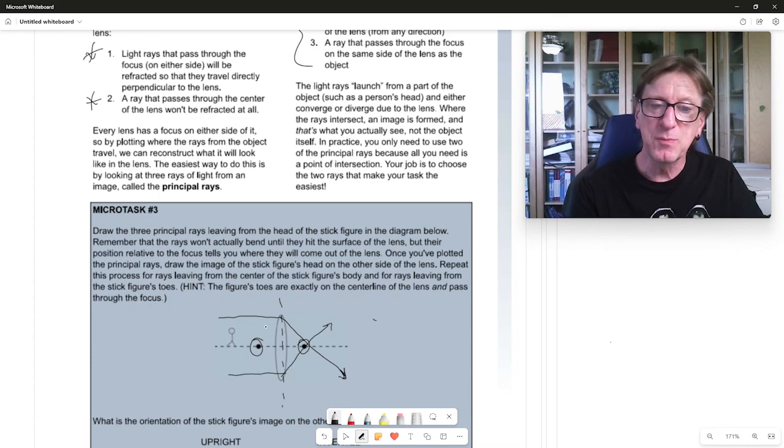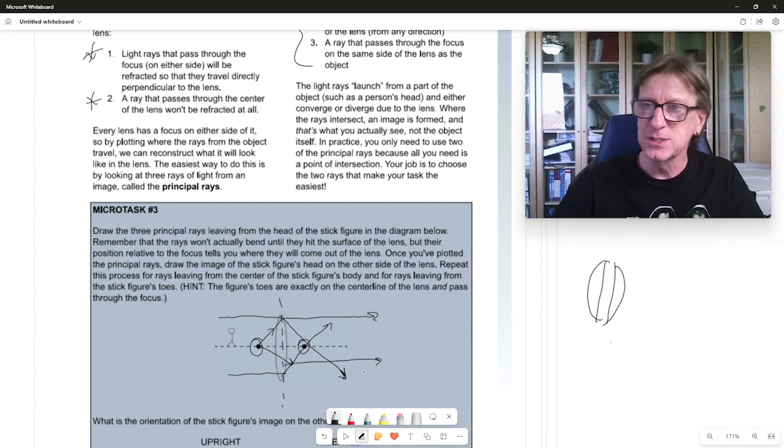But by the same token, remember, this is a double convex lens. So that means I have a focus on this side as well, because you can think of it as having two of these D-shaped lenses right next to each other. So if I have light that comes from here, for example, it's also going to come out parallel. So it's going to get collimated, just like we talked about before. Okay? So that's what we mean when we say any light ray that passes through the focus will be refracted so it's perpendicular to the lens.